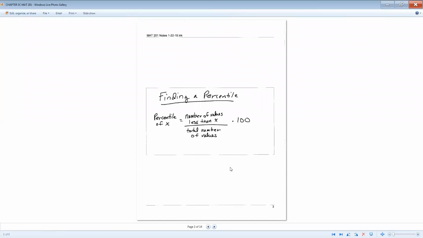The way we would find a percentile: you find the number of values that are less than the value you're talking about, less than X, and place that over the total number of data values that you have, and multiply it times 100.